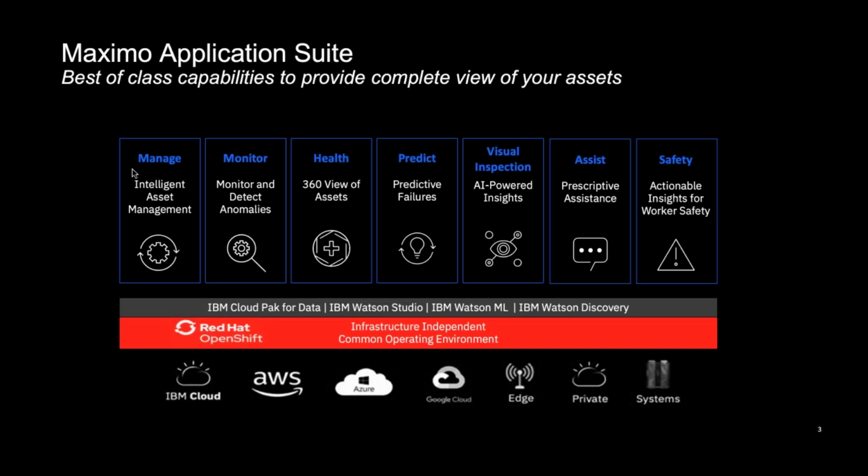The application suite itself brought together all of the Maximo portfolio under IBM and brought it into the suite. So not only do we have our Maximo EAM products, which includes all of the industry solutions and our add-ons that are under Manage, but we also have our APM products, our asset performance management products, which is Monitor, Health, and Predict and Assist. And IBM brought in a few other solutions into the suite as well, along with Visual Inspection and our Safety solution.